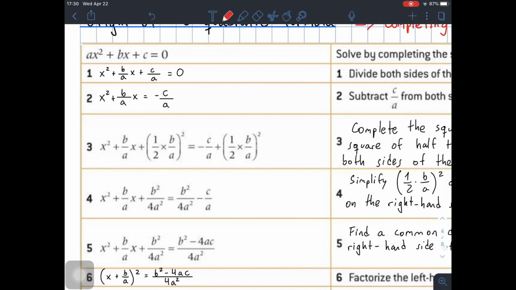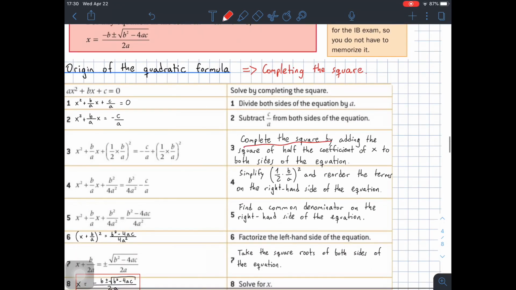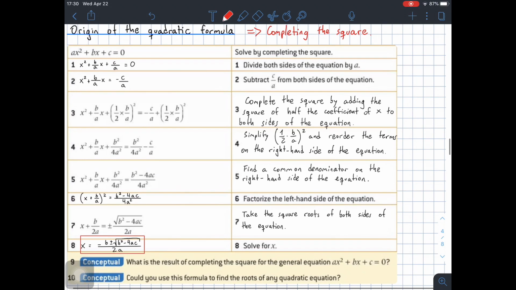So remember that anything that I add to one side of the equation, I must add to the other side in order to keep the equation balanced. So this is what we do. We complete the square by adding the square of half the coefficient of x to both sides of the equation. That's what we just did.